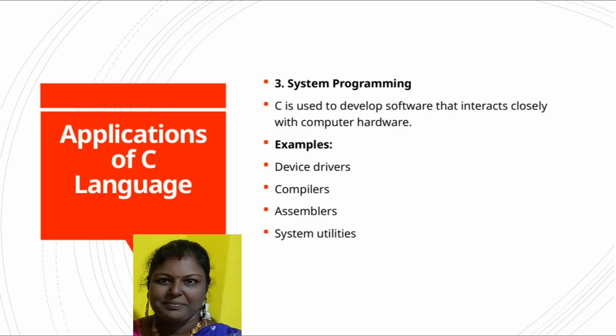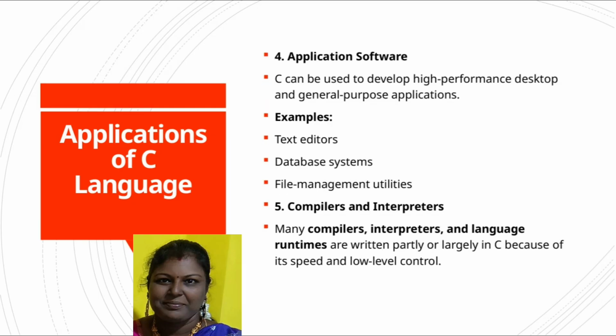Let's look at how C is used in real-world applications. First, it's great for building high-performance desktop software, things like text editors, database systems, and file management tools. These need to be fast and efficient, and C delivers just that. Then there's another key area: compilers and interpreters. Many of these are written in C because it gives developers low-level control and speed, which are essential for translating code quickly and accurately. C really powers a lot behind the scenes.